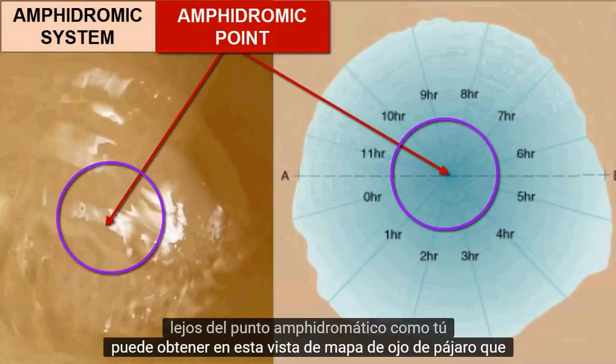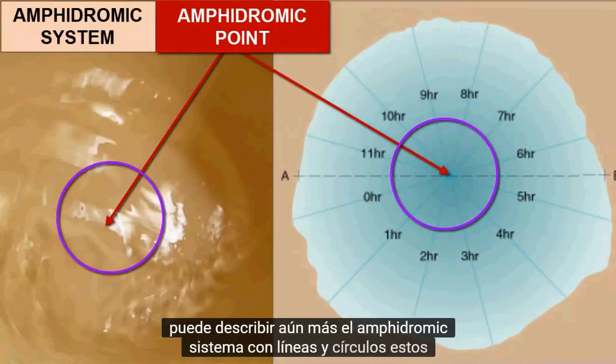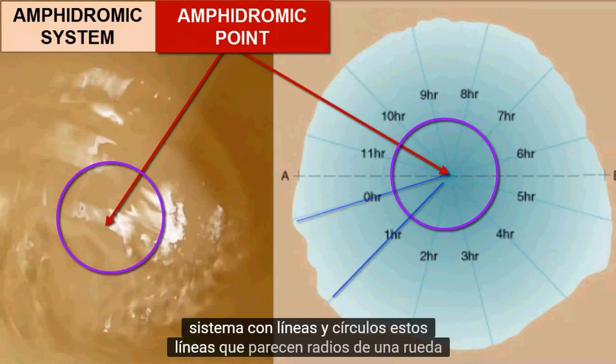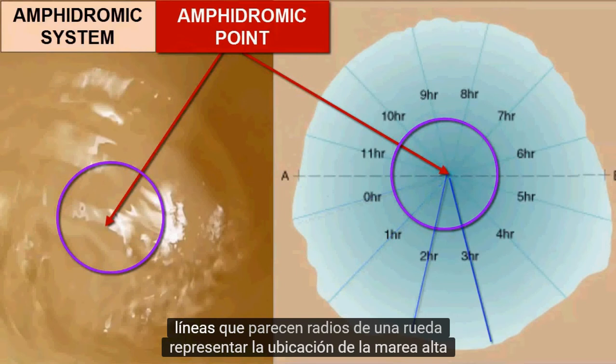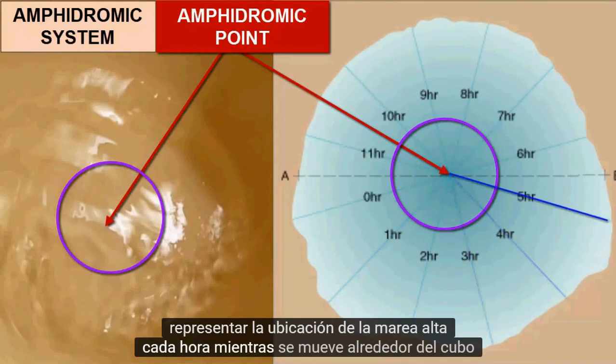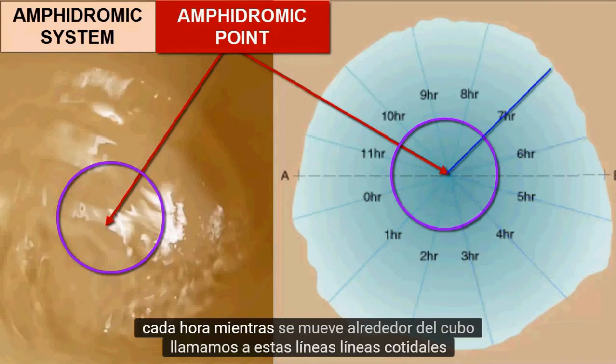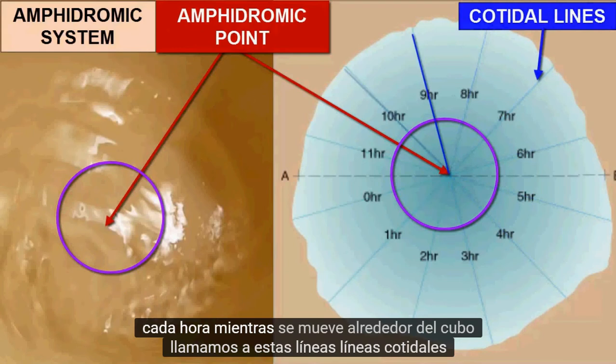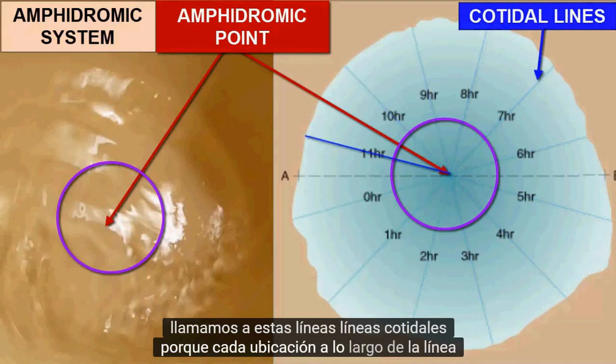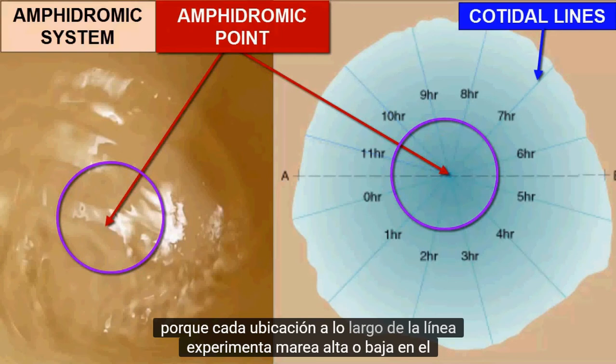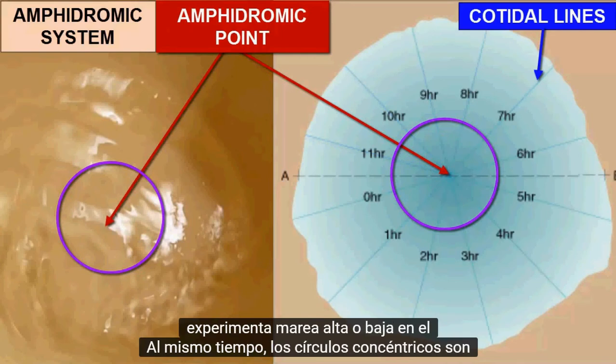In this bird's-eye map view, we can further describe the Amphidromic System with lines and circles. These lines, that look like spokes of a wheel, represent the location of the high tide every hour as it moves around the bucket. We call these lines co-tidal lines because every location along the line experiences high tide or low tide at the same time.